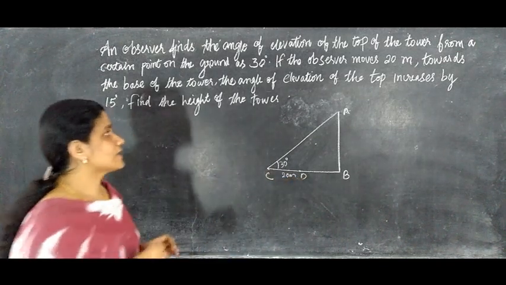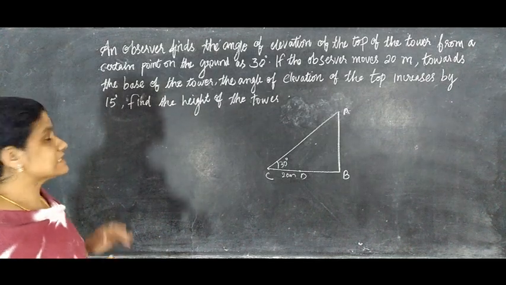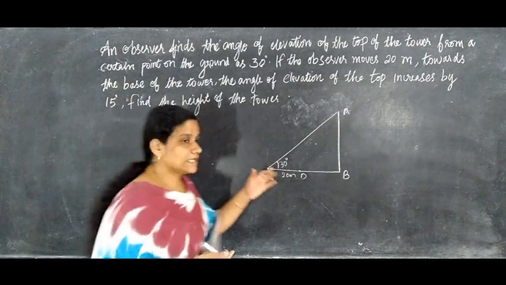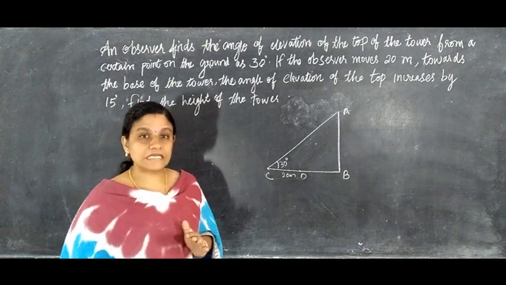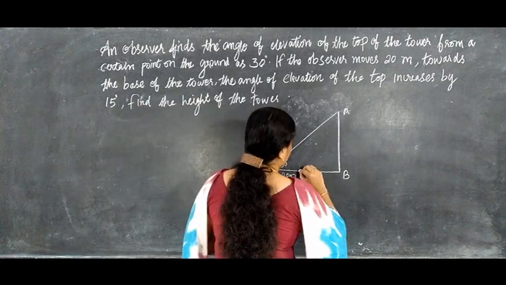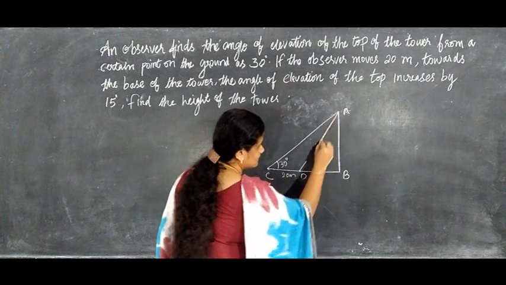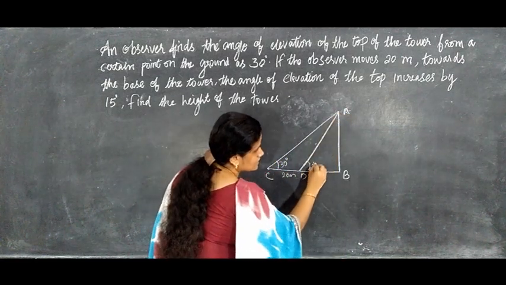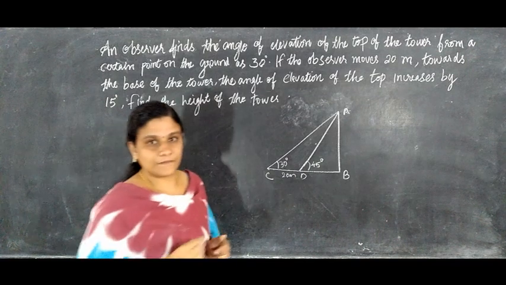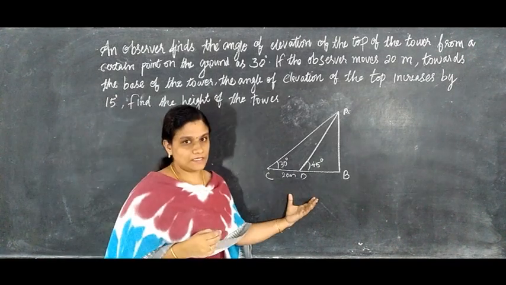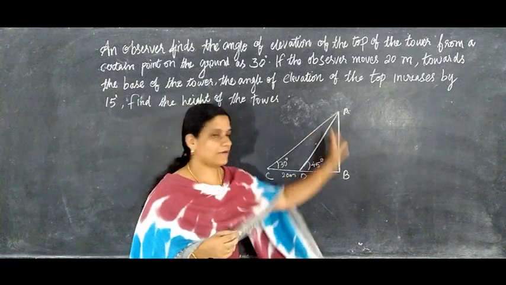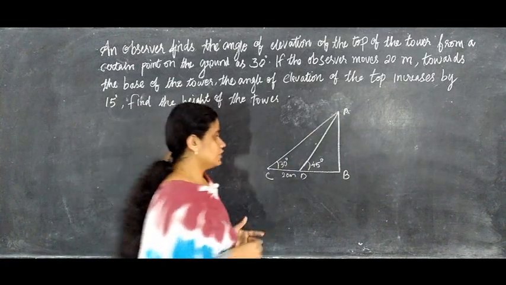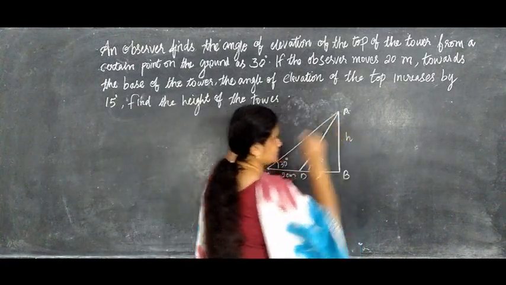Okay. What happens to the angle of elevation? It increases by 15 degree. It was 30 degree. Now it increased by 15 degree. So 30 plus 15, 45 degree. So the angle of elevation is 45 degree. Okay. So this is the figure. Now the question is we have to find the height of the tower. We have to find AB. Okay. So we will take it as H.